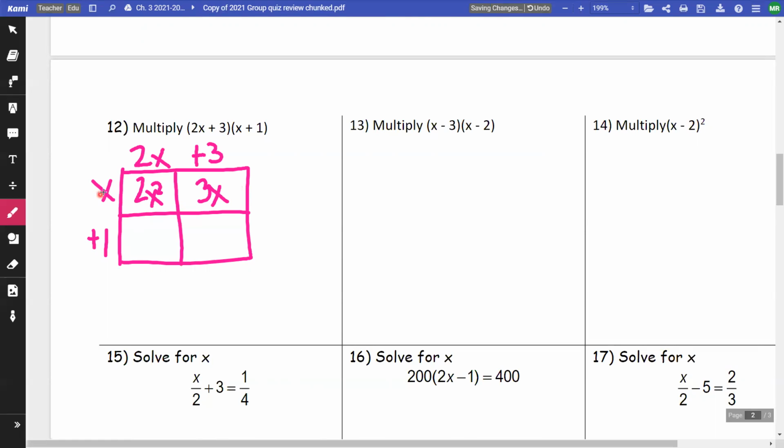This box here, I'm multiplying. So x times 2x is 2x squared. X times 3 is 3x. Now I'm going to times by 1. 1 times 2x is 2x. 1 times 3 is 3. Then I add up like terms.